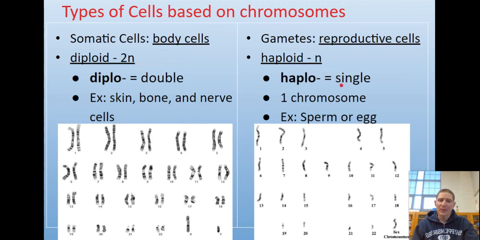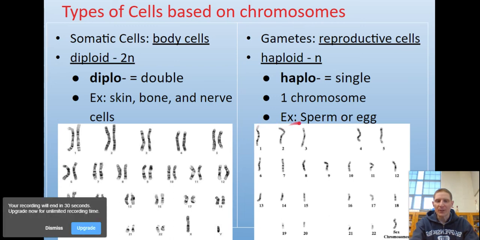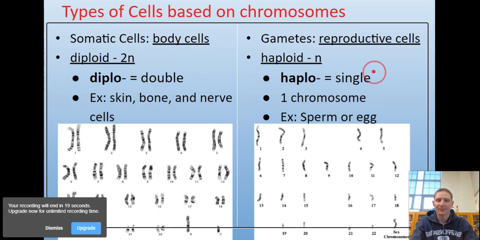Your gametes are different. Your gametes, you have very few of them in your body. Gametes are reproductive cells. They're like sperm or eggs. Now we call them haploid. Haploid means single. In a gamete, you only have 1 of each chromosome. Okay? You have half of the DNA. So for a human, we would put 23 in for N, and you don't multiply it. It only has 23 total in the gamete.